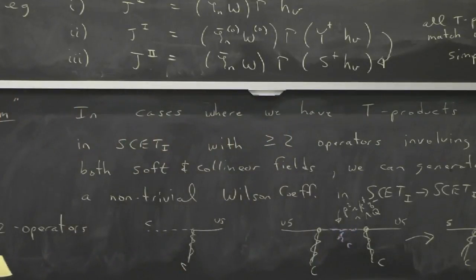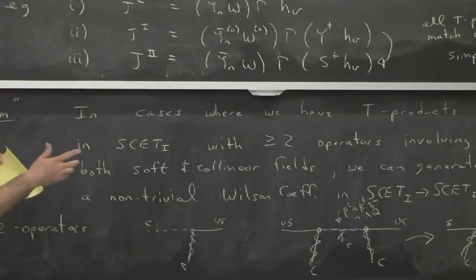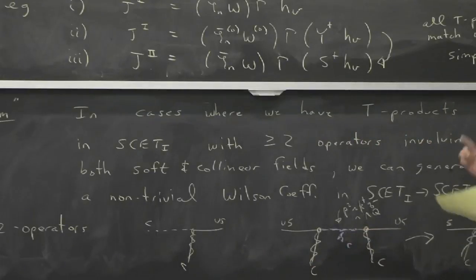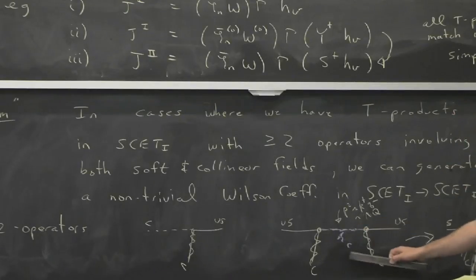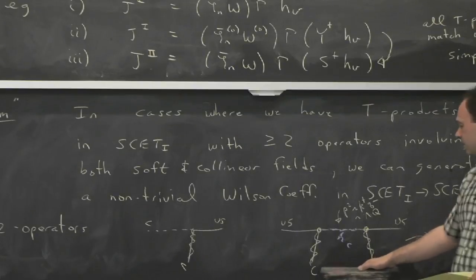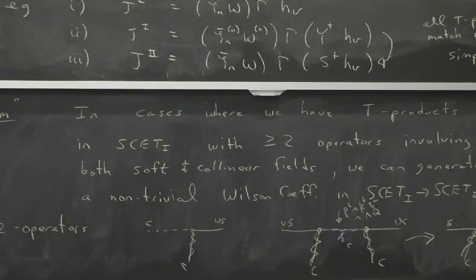But if you didn't have 2 T-products, then effectively what happens is when you change the external kinematics in order to do the matching, all the what were called hard collinear lines become collinear lines, and then the matching is trivial as it was up here. But if you're in a situation like this, then there is a line that, by changing the scaling of these external fields, doesn't change the scaling of that internal line. And then you get some non-trivial Wilson coefficient.